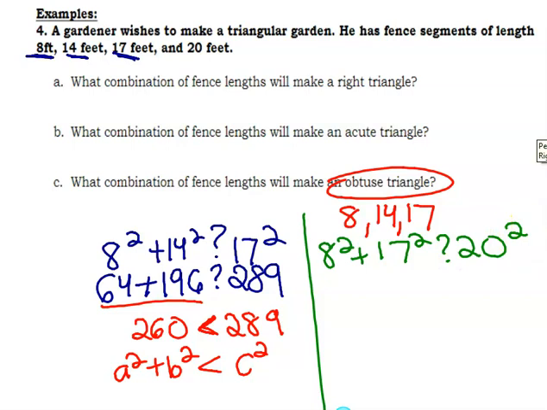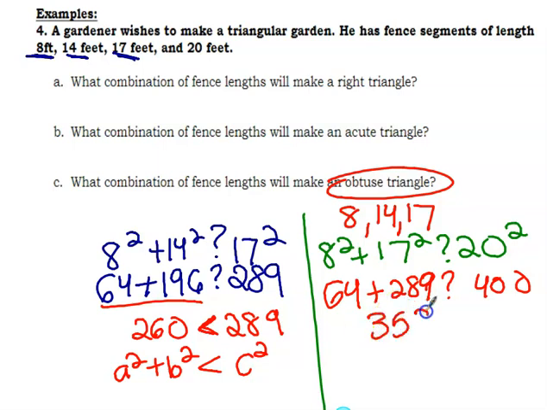If you just add them, that's not a triangle. That's not the Pythagorean Theorem. We have to square each one and see what happens. So I have 64 plus 289, question mark, 20 squared is 400. Okay, so 64 plus 289, well, that's 353. So again, I have 400, which is greater than 353.